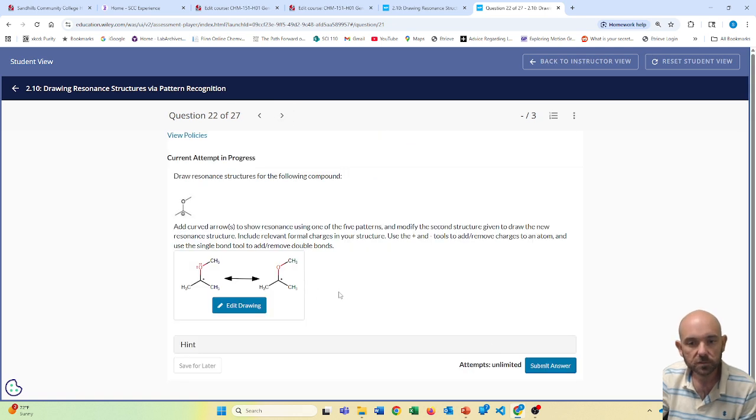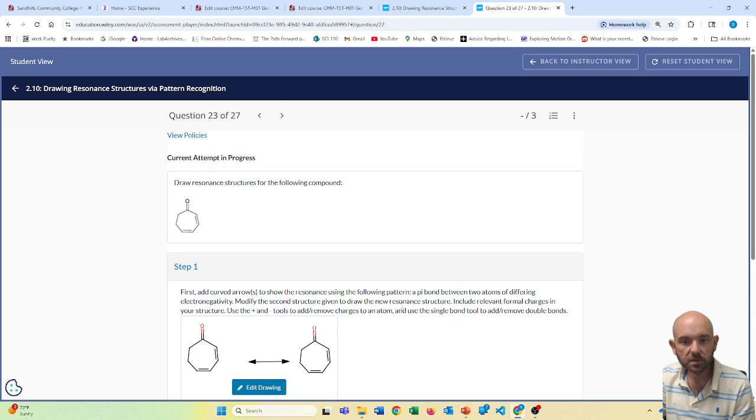In question 21, same thing, lone pair. This one actually says draw resonance structures for the following compounds. So there's only one here. We have lone pairs adjacent to a carbocation, and in this one, you have to add the arrows and the resulting resonance structure. Make sure that positive formal charge moves to the correct atom once that one is complete.